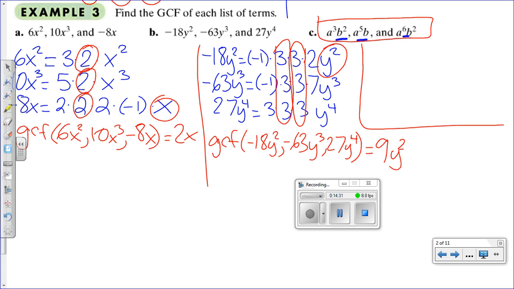I got A cubed B. A cubed B. Very good. And so yesterday, some students told me B squared, but they were overlooking that B to the 1st power there. So very good. That is the GCF.